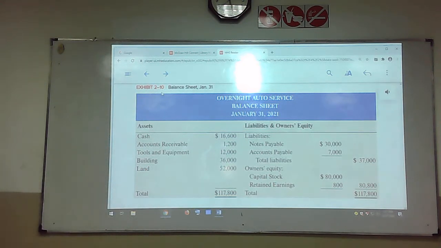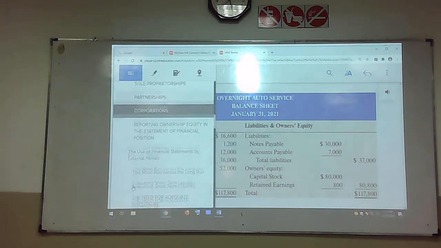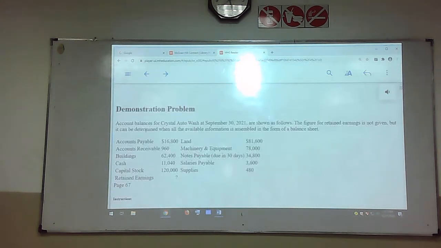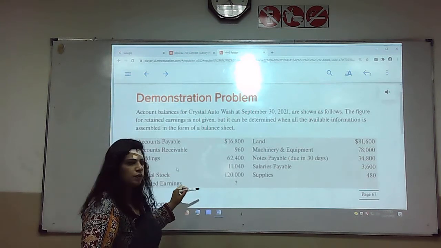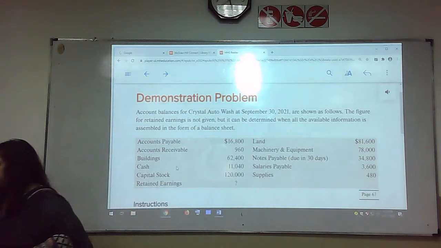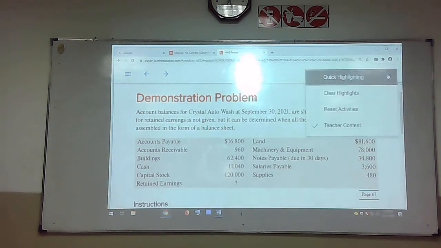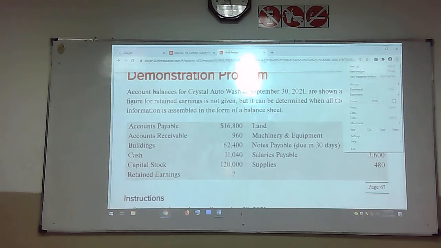And let's just look at a few numericals. So you have to do the demonstration problem yourself. As you can see, this is the demonstration problem where you have account balances for Crystal Car Wash. It's an at-a-glance problem that you can really understand well. I hope you can see this.